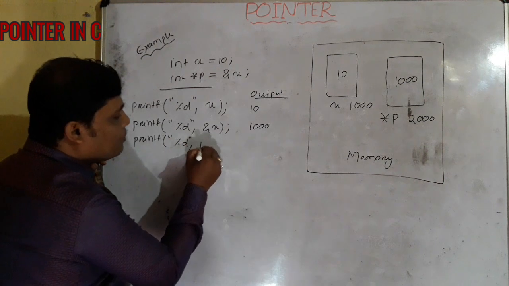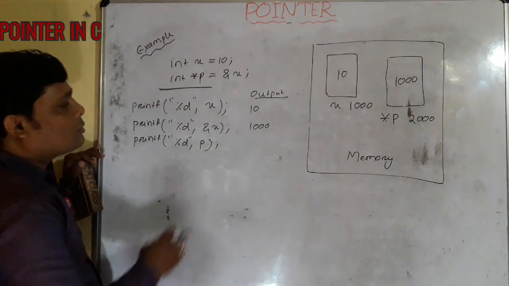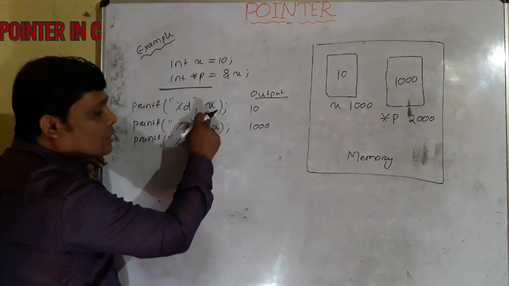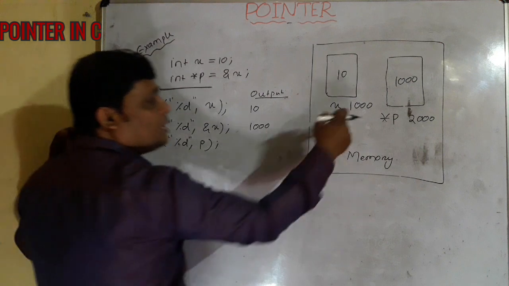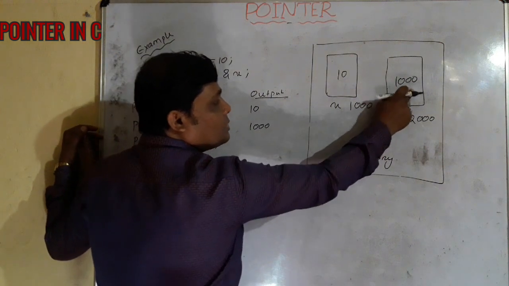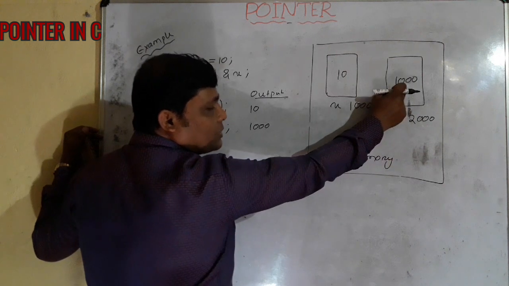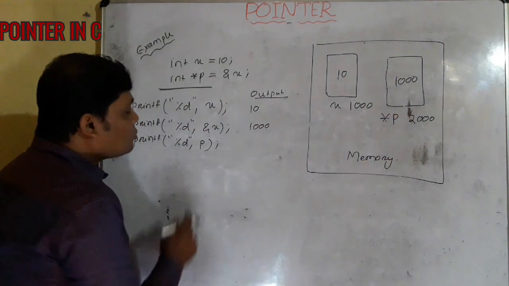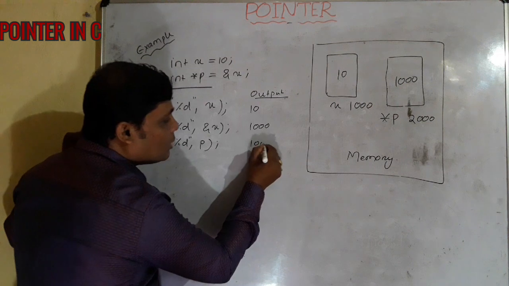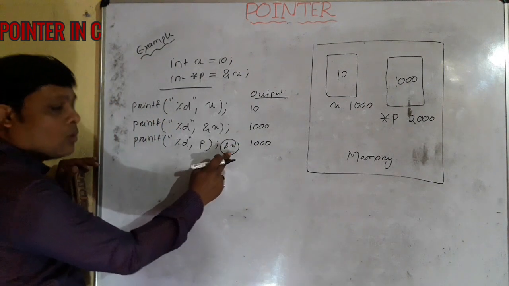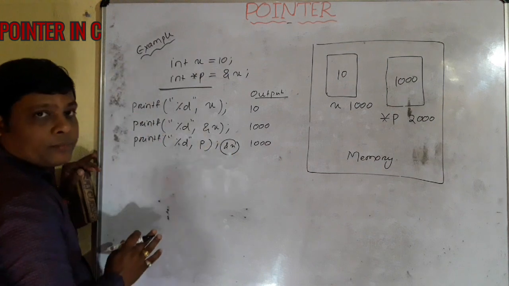Suppose I am printing %d p. P means what? Suppose %d x means what is stored in x. P means what is stored in p. We have stored in p 1000, the address of x. So it will display what? 1000. This is nothing but &x, because we have stored &x in p.